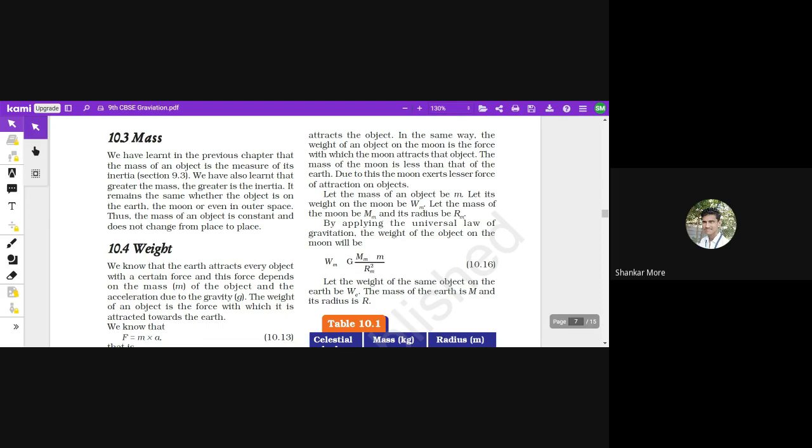So it remains the same whether the object is on Earth, or on the Moon, or even in outer space. Thus, the mass of an object is constant and does not change from place to place, right? So all of us know that the mass of an object is constant everywhere in the universe, right? आप उसे कहीं पे भी ले जाओ, be it on Earth or Moon or outer space or any other planet, mass will be the same, right? So the next concept that we are talking about is weight.